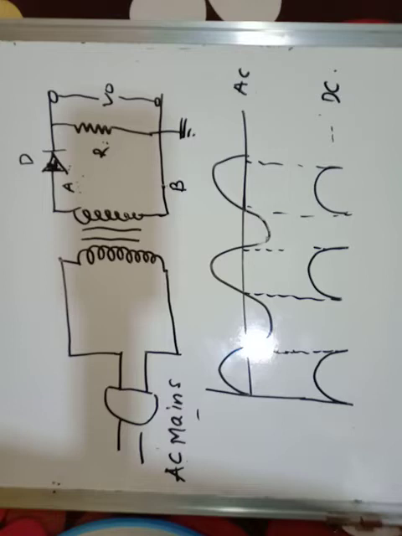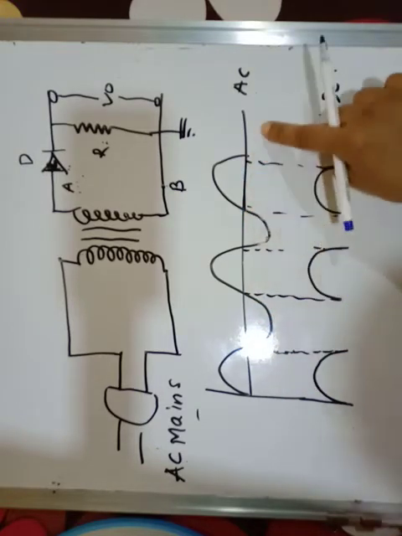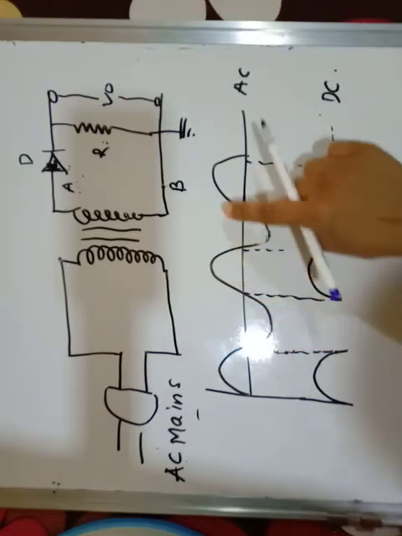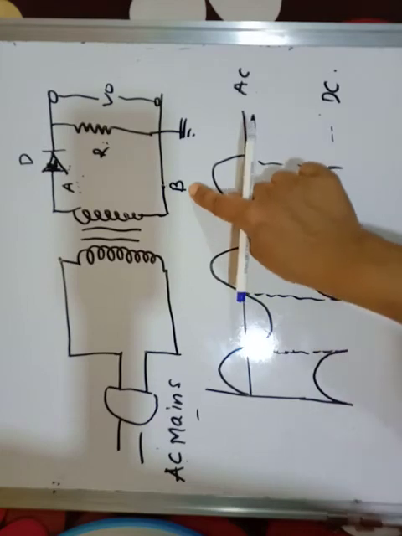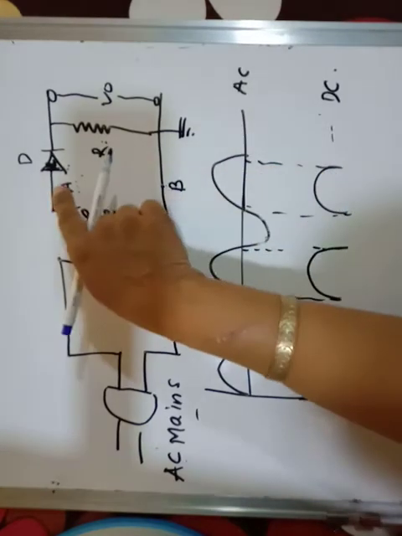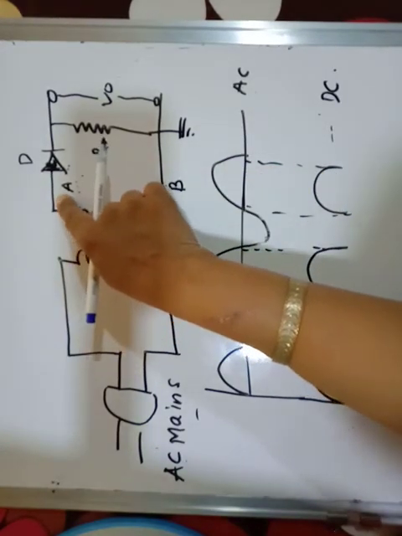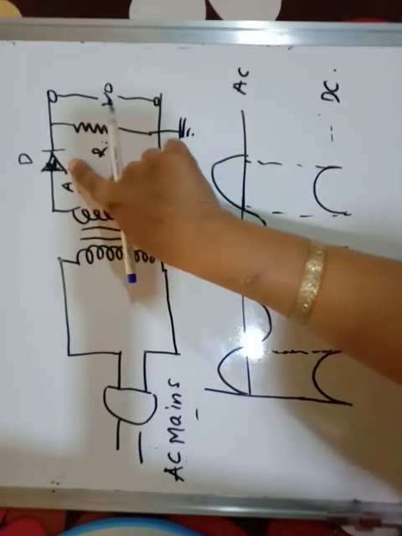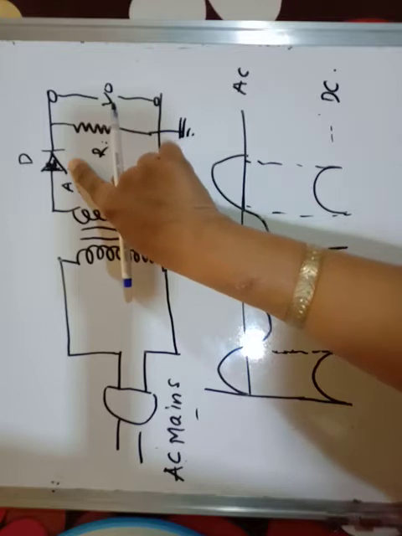Okay, now we'll see what happens in the next cycle. In the next cycle, that is the negative half cycle, so this is the negative half cycle. Now in case of the negative half cycle, the transformer's terminal B is positive with respect to terminal A, and the diode becomes reverse biased.